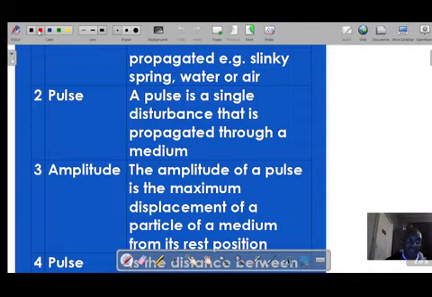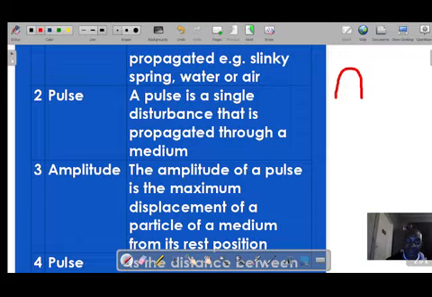Let me use red, I think red is fine. Now this is how the pulse looks. It can be like this. Now this is my pulse here. Next is the amplitude.